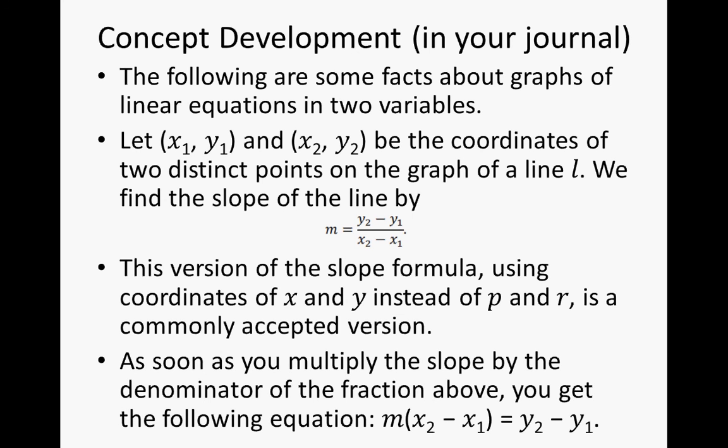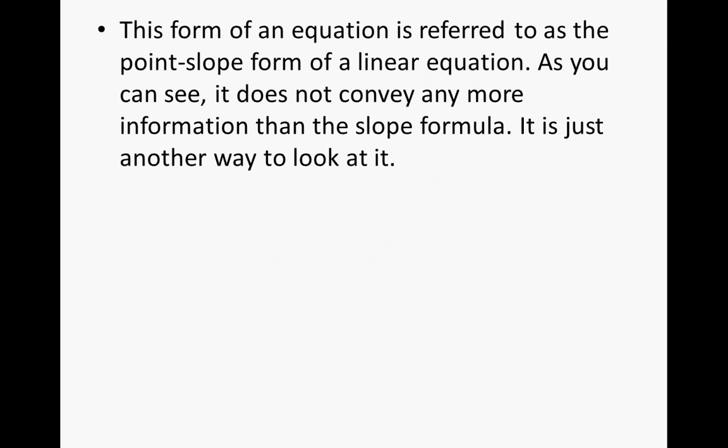As soon as you multiply the slope by the denominator of the fraction above, you get the following equation. m times the quantity of x sub 2 minus x sub 1 is equal to y sub 2 minus y sub 1. Notice what they did here. If you take this and multiply it by m, kind of like cross-multiplying, this is what you would get. So this form of an equation is referred to as the point-slope form of a linear equation. As you can see, it does not convey any more information than the slope formula. It is just another way to look at it.